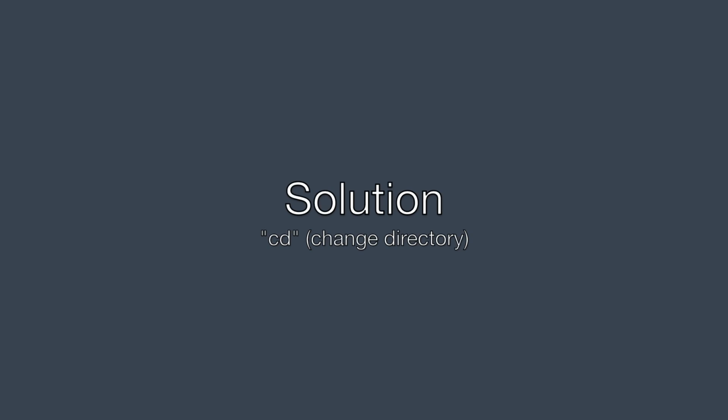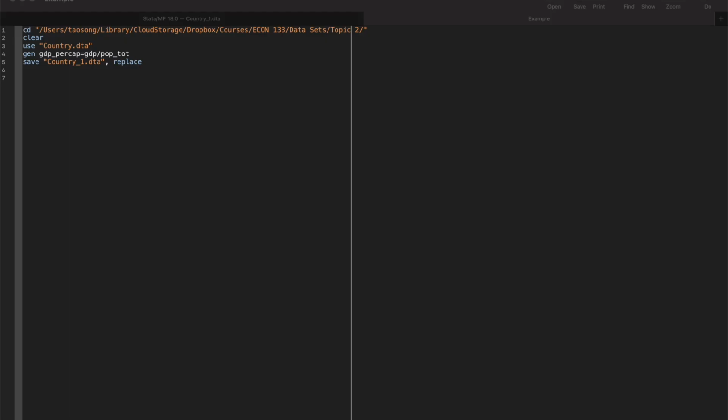So, how do we avoid this mess? The answer is simple. Never hardcode file paths. Instead, use cd, which means change directory, to set your working directory at the beginning of your do file. As I've shown here, if you start your do file with the cd command, you will change the directory of your working folder. After that, you never ever have to write the full paths of your files anymore.